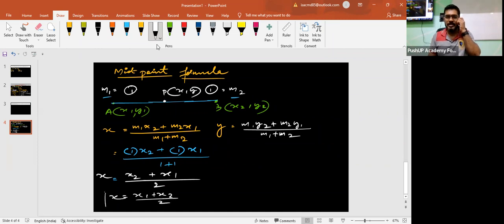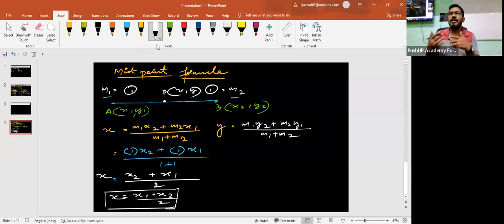So please understand, children, midpoint formula is not a new formula derived from nowhere. It is just a continuation of section formula.